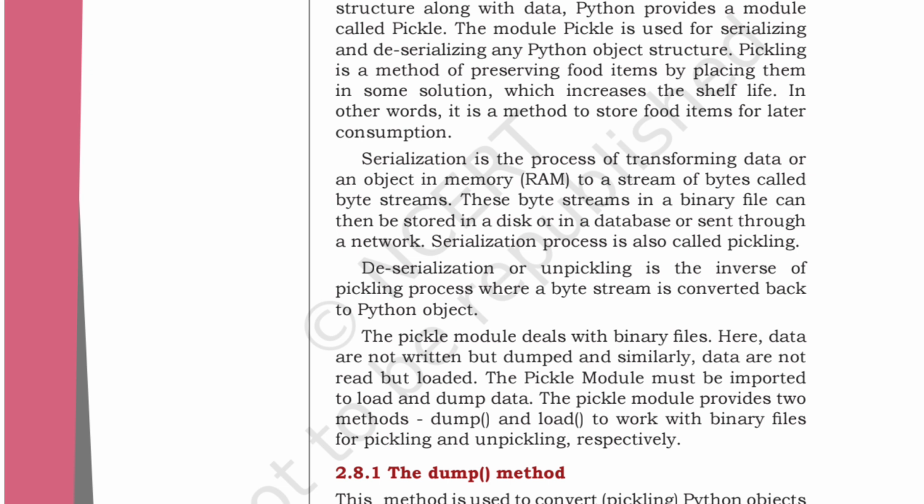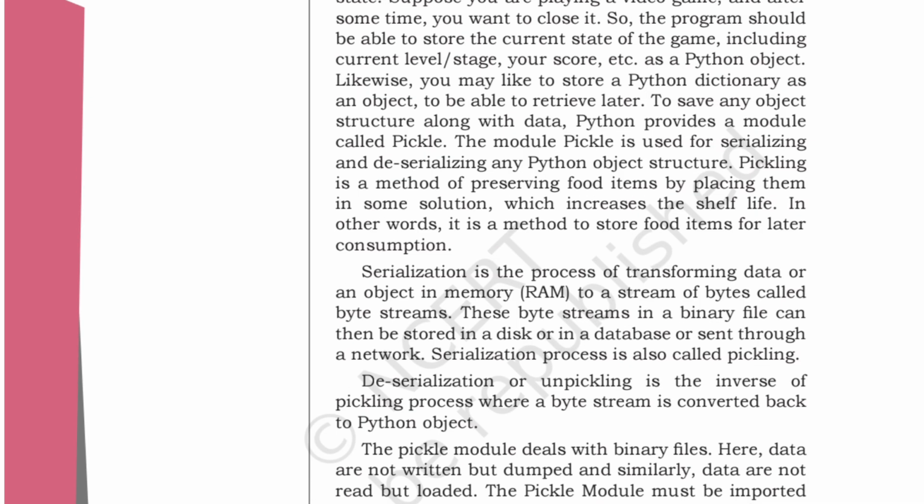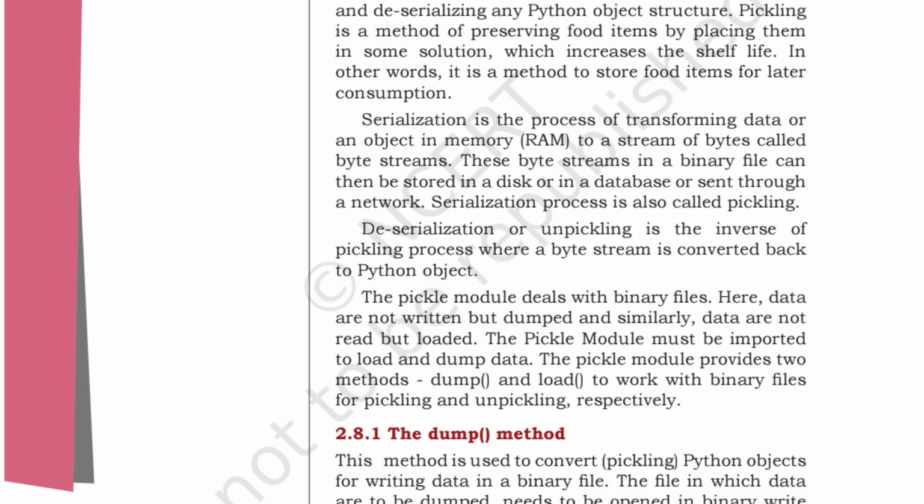network. That serializing process is called pickling. And deserializing or unpickling means what? Inverse of the pickling process, where the byte stream is converted back directly to the Python object. Okay, and for this we are using dump and load.